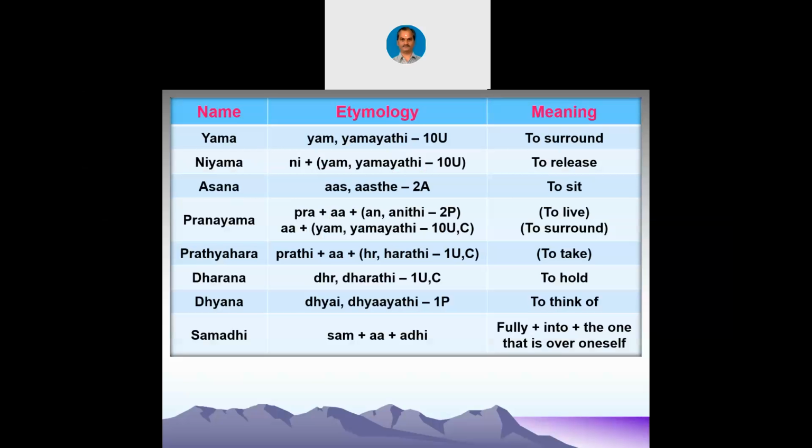I have been mentioning the 8 parts of yoga which was prescribed by Patanjali, and here I am showing you the etymology of all these 8 parts. Yama is the word derived from a root word in Sanskrita called yam, and the verb for the same is yamayati, which belongs to the 10th conjugation, and this U indicates Ubhaya Pada.